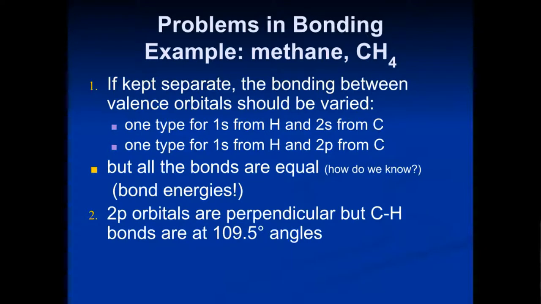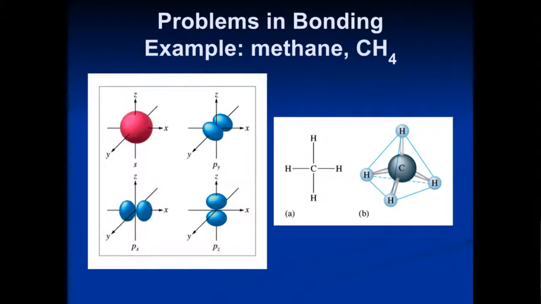The other problem is the geometry of methane. We know that methane is tetrahedral with 109.5 degree angles, but the p orbitals in carbon are all perpendicular. They're 90 degrees from one another. So that doesn't jive either. So there needs to be some other way of doing this, okay?